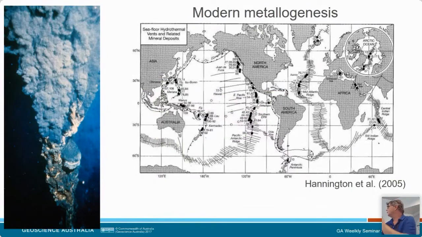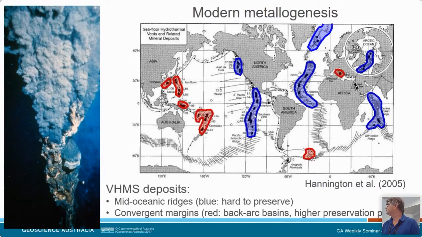And just as an example of what I'm talking about here, this is a modern system. This is a map of the globe showing the location of seafloor hydrothermal vents. These are the black smokers, or the modern-day volcanic-hosted massive sulfide deposits. And if you look at this, you can see there's actually two locations that they form in. The first one is in the blue, which is the mid-oceanic ridges. They're quite common on mid-oceanic ridges. But the second one, and this was discovered much later, is shown in the red, which are associated with back arc basins or rifted arcs.